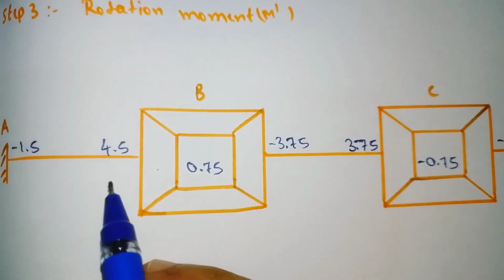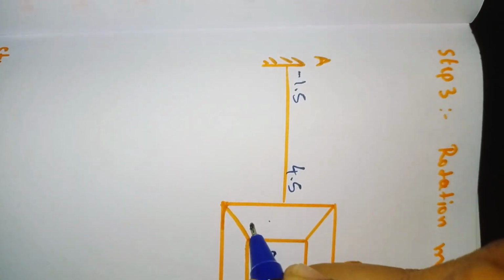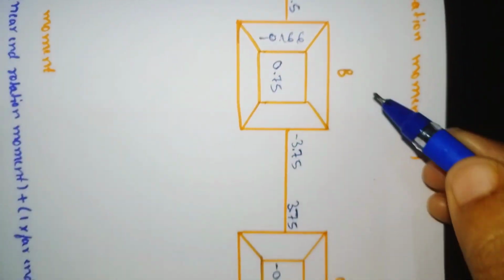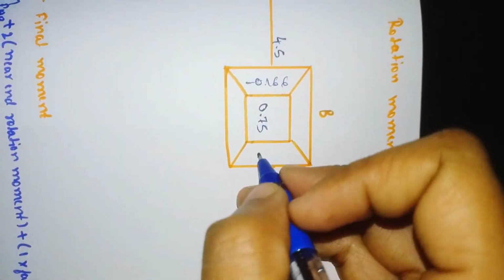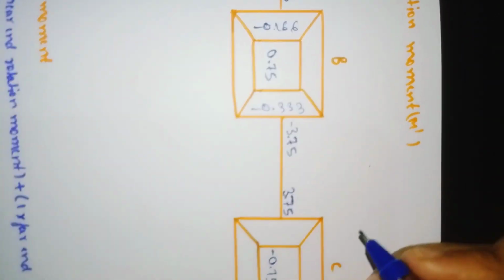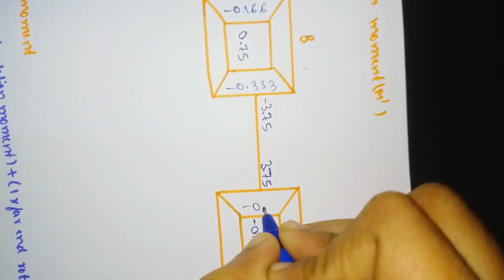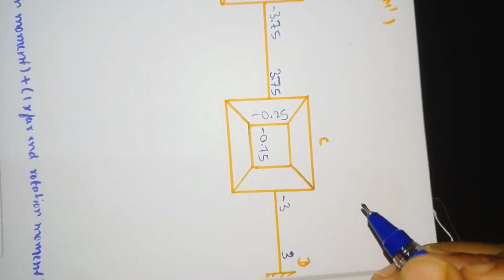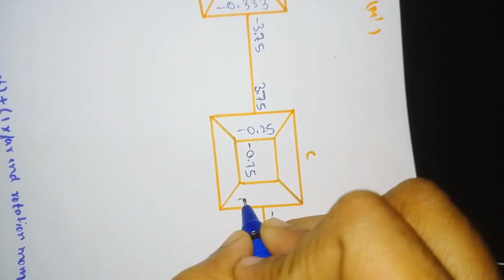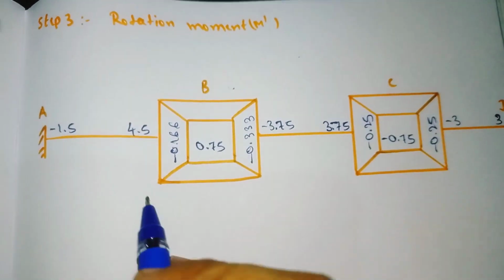And now in this box we have to write down the rotation factors we have calculated. Here the rotation factor for BA we got was how much? We got minus 0.166. The rotation factor for BC, write it here, we got minus 0.333. And the rotation factor for CB we got was minus 0.25. Write it here. And the rotation factor for CD we got minus 0.25. So I have written all the values.